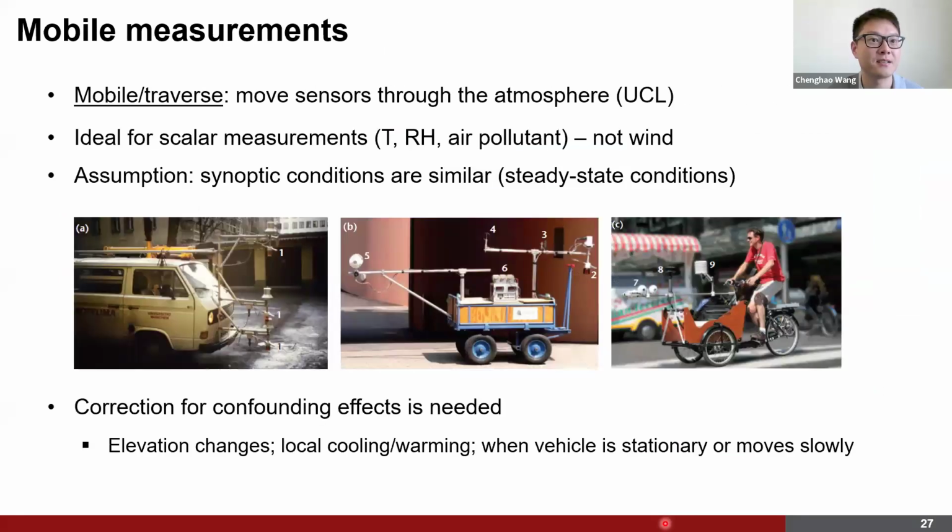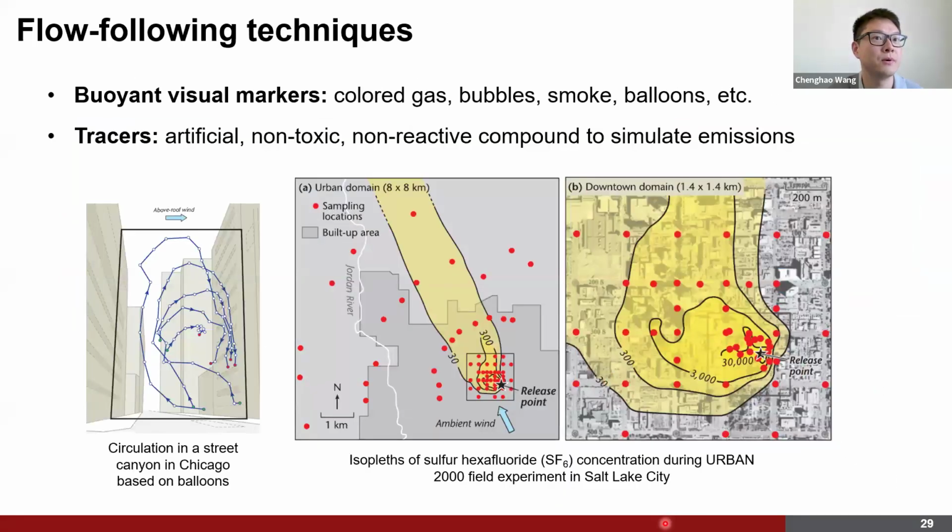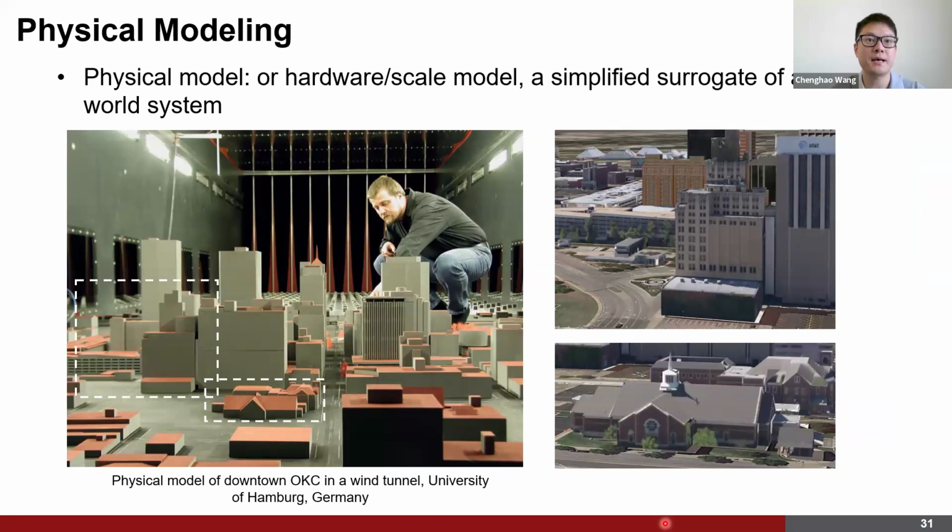Okay, let's get going. So where were we? Okay, so let's move on to the second part of today's lecture, which is urban physical modeling. A physical model is essentially a simplified surrogate of a real world system. Sometimes it is also called a hardware model or scale model, and I will use these three terms interchangeably in my following slides.